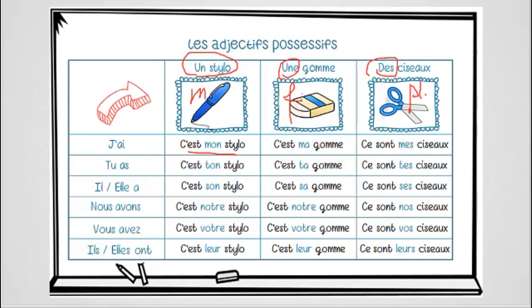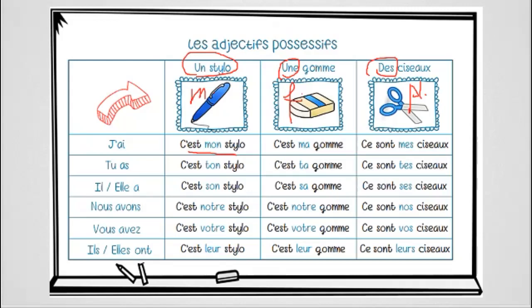You know, gomme is an eraser. And if I want to say this is her eraser, how to say that? C'est son gomme. Gomme, okay, une. This is okay. Sa, okay. Sa gomme. This is sa gomme. C'est sa gomme. Yes, it's sa gomme.